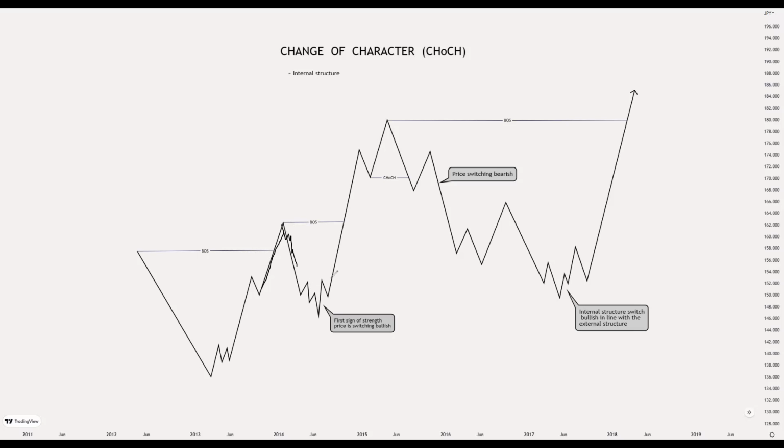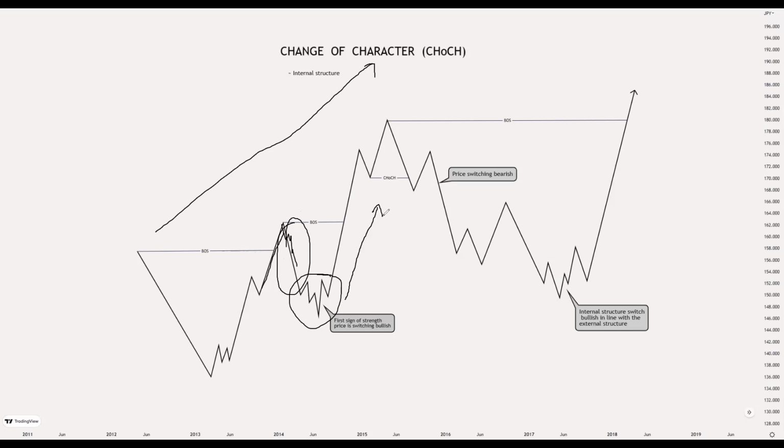The next thing, the price again switches. So this is the first sign of strength. Price is switching bullish. So now internal structure and external structure are aligning, because external structure was bullish overall, but internal structure here was bearish. Finally, the internal structure has switched, so now both are bullish.